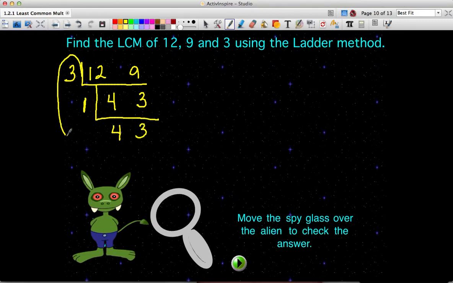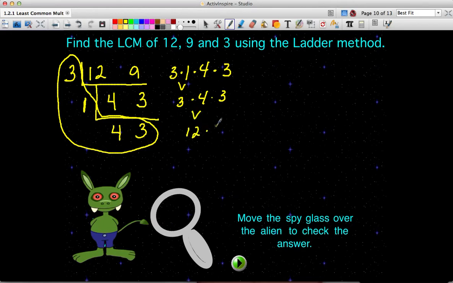I multiply all of the numbers that make up my L. Little loopy L there, but that's okay. 3 times 1 times 4 times 3, so this gives me 3 times 4 times 3. 3 times 4 is 12, times 3 gives me 36.